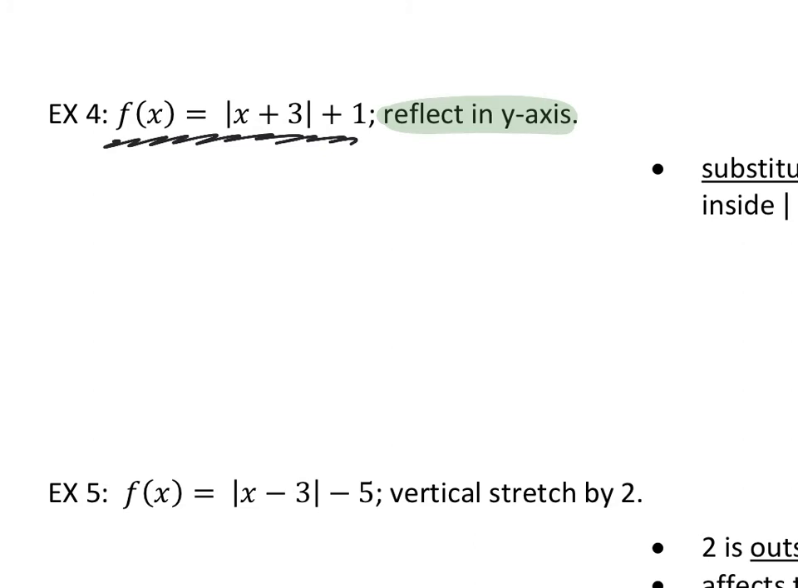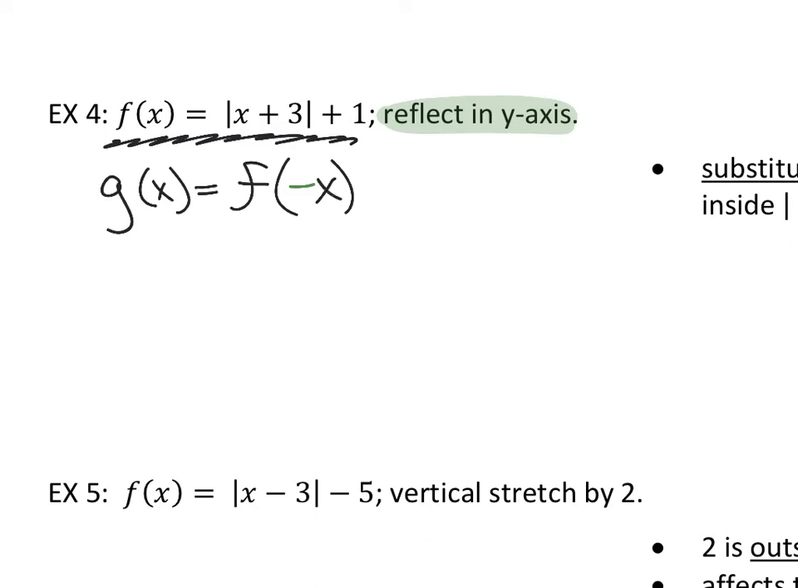There's a negative somewhere. Where does it go? In the inside, literally right next to the x. So here's how we do this. We're going to say g of x is equal to the original function, except that I'm plugging in a negative x this time. That's going to reflect it in my y.